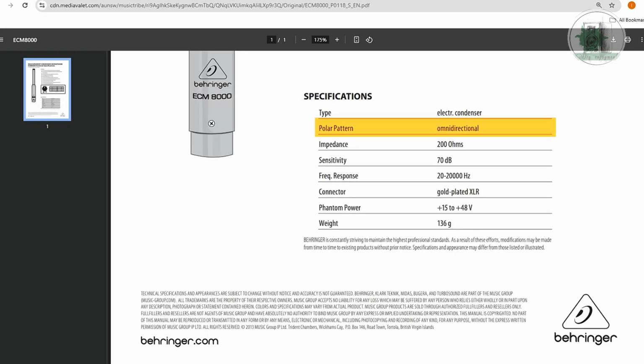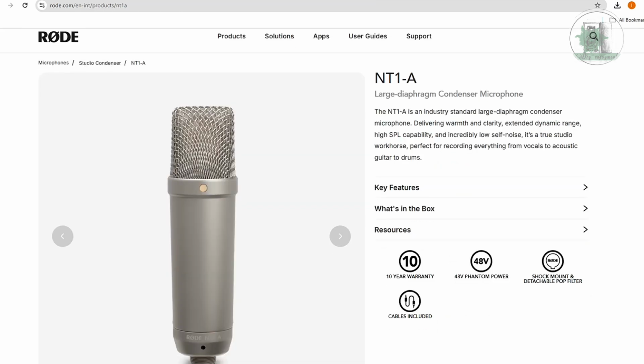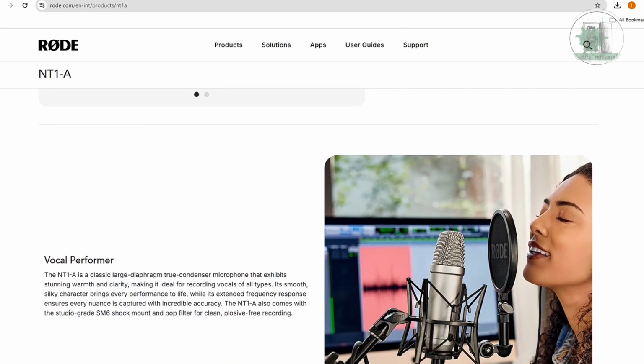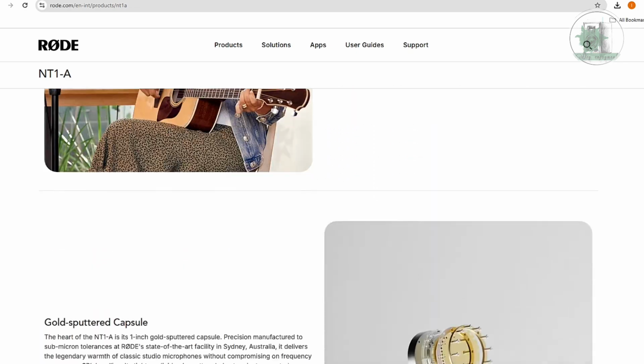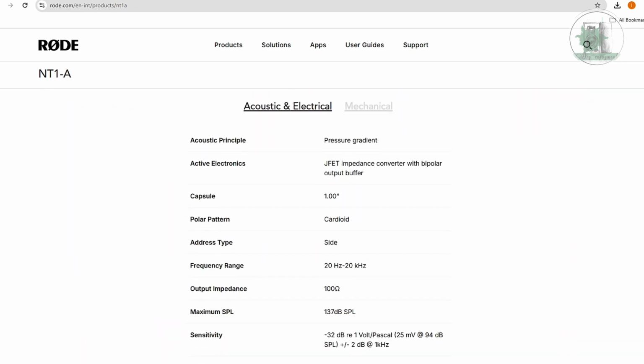Don't worry about this, because all measurement microphones are omnidirectional by design. The purpose of these explanations is simply to highlight why you should avoid using cardioid studio microphones for measurements. Here are the specs of one of the most commonly used studio microphones. It has a cardioid pickup pattern, which makes it unsuitable for measurement purposes.